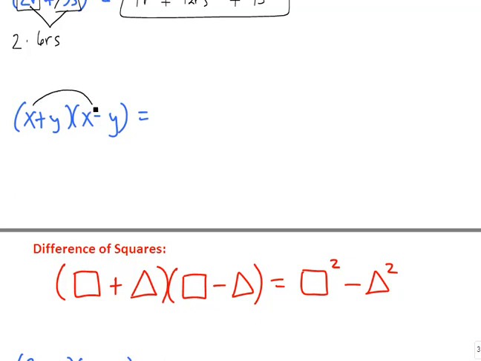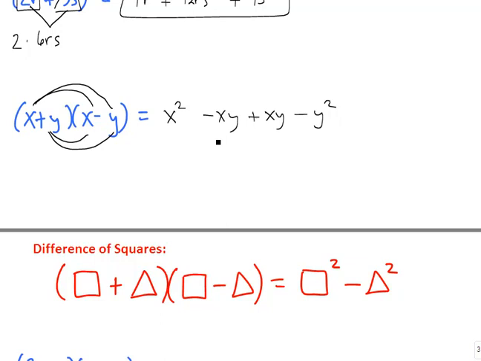So first times first, or x times x, will be x squared. X times negative y becomes minus xy. Inner times inner is positive y times x, or positive xy. Again, I'm just putting that in alphabetical order. And then a positive y times a negative y gives us a negative y squared.